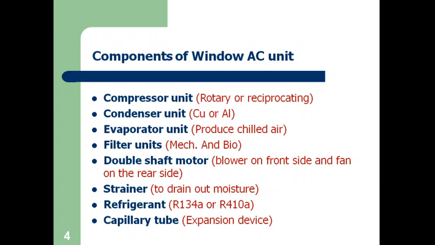And the last one is the capillary tube. The capillary tube is a sort of expansion device. It divides the unit into a high pressure and a low pressure side. The refrigerant liquid expands when it passes through the long capillary tube, and then that low pressure liquid refrigerant is sent into the evaporator coil, into the cooling coil.